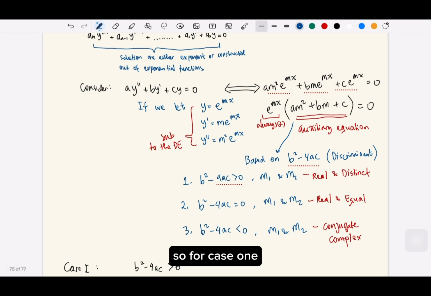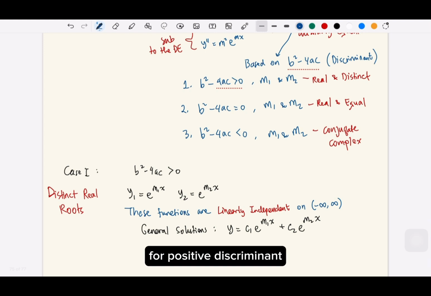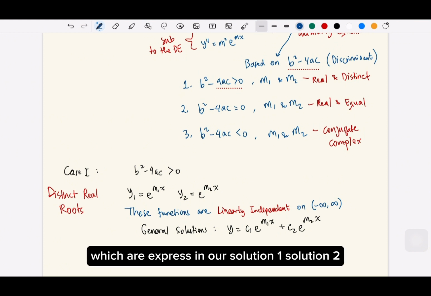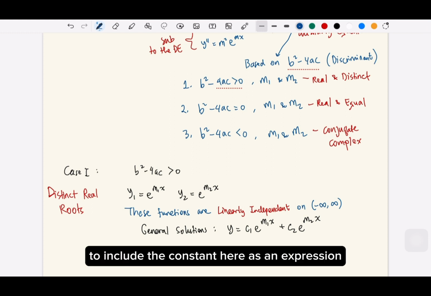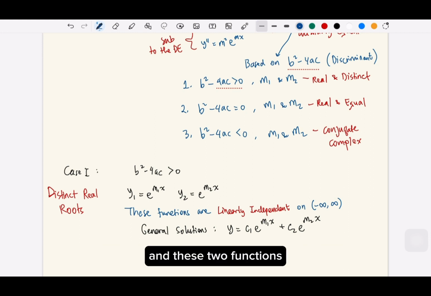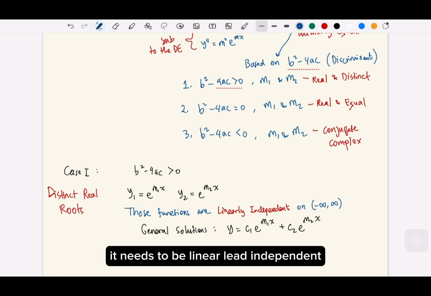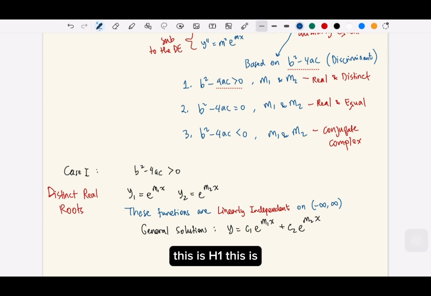So for case 1, a positive discriminant, we have these 2 distinct roots, which are expressed in our solution 1 and solution 2. The general solution for this homogeneous equation will be c1 e to the root 1 plus c2 e to the root 2. We need to include the constants, and these 2 functions need to be linearly independent on the whole interval. This is case 1, distinct real roots.